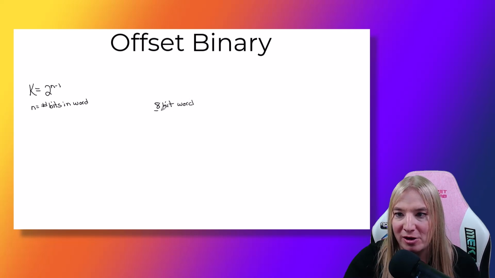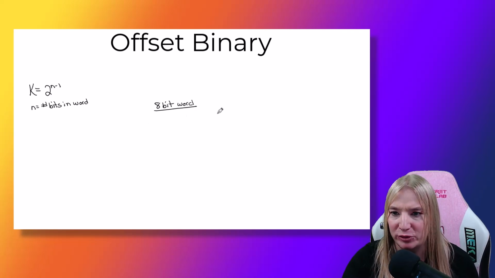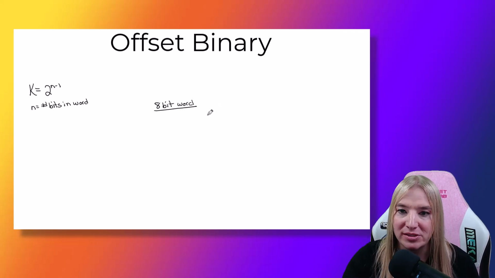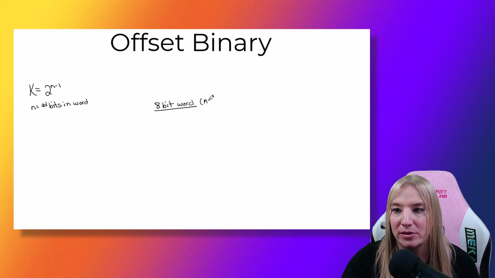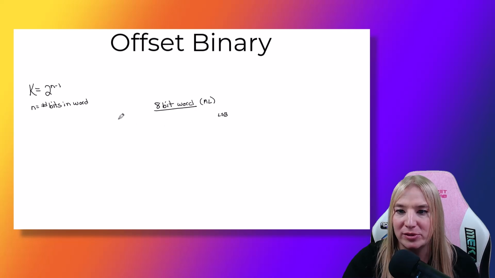I'll just write this out here. So we got our 8-bit word. And again, just like my last several tutorials, we need to know the most to least significant bit sides. For the purpose of this tutorial, we're going to go most to least. So I'm going to write most to least, like this. That means this is going to be my least significant bit side over here, and this is going to be my most significant bit side.